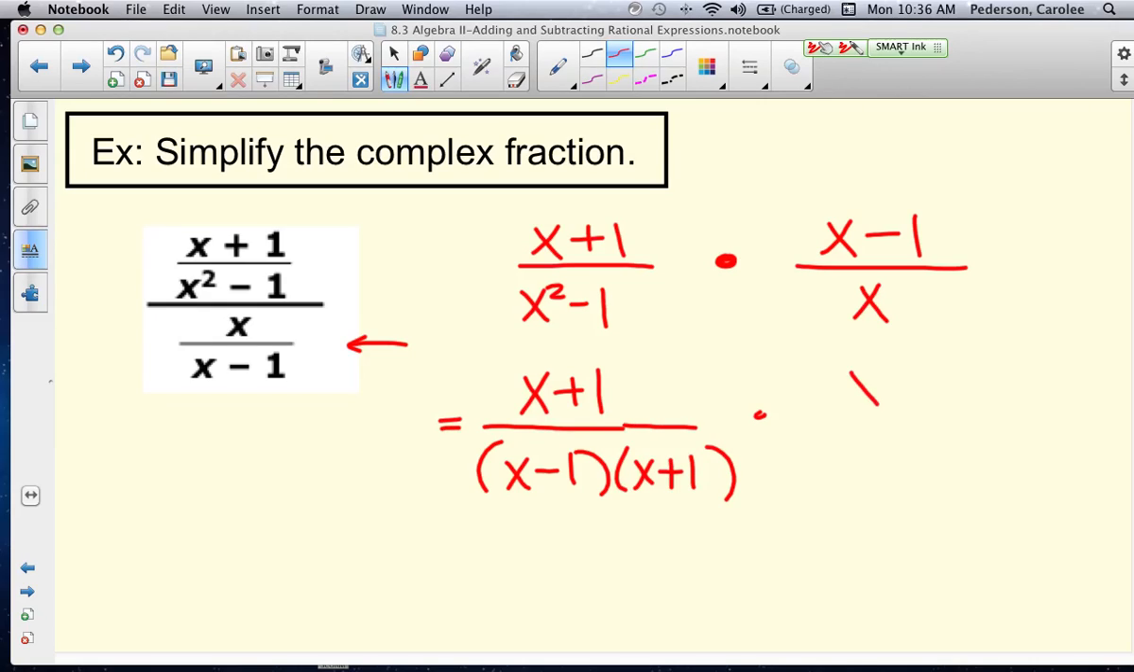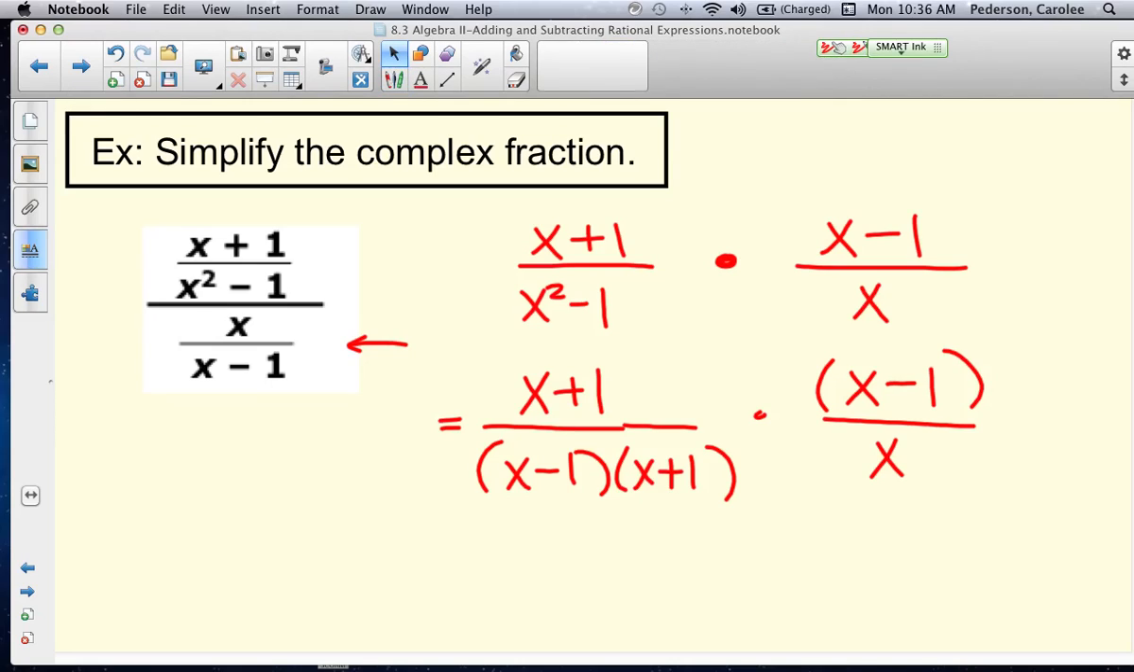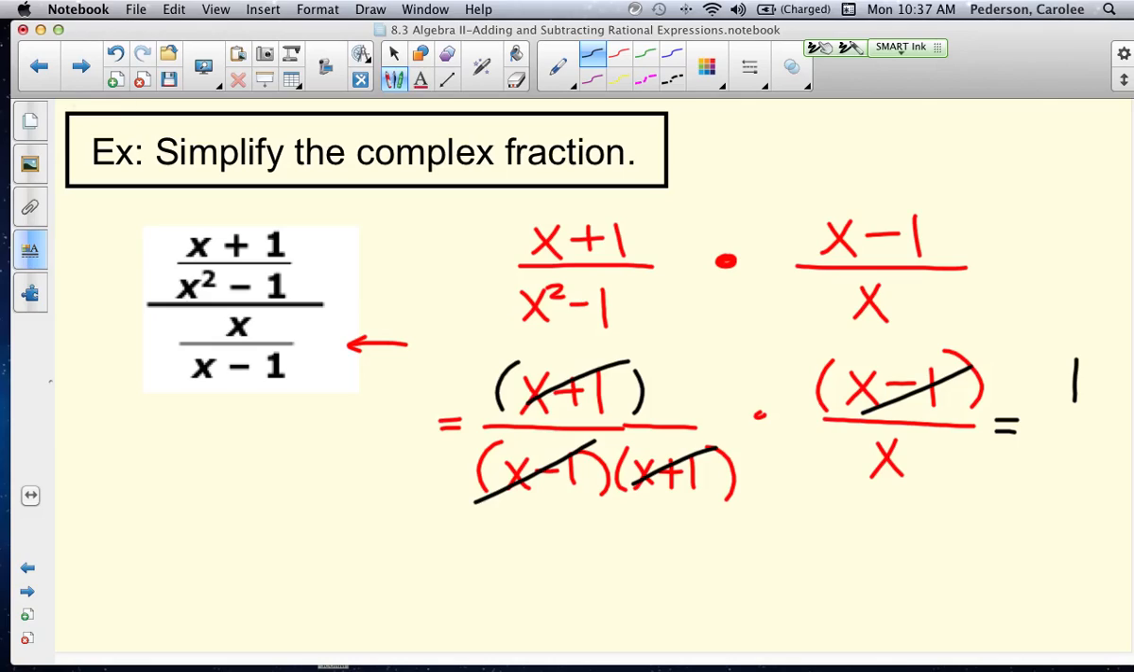So before we begin multiplying these two across, we see if anything can cancel. Well, the x minus 1s can cancel. x minus 1 and x minus 1. Then we notice the x plus 1 and the x plus 1 will cancel. So what we're left with is a 1 in the numerator and an x in the denominator.